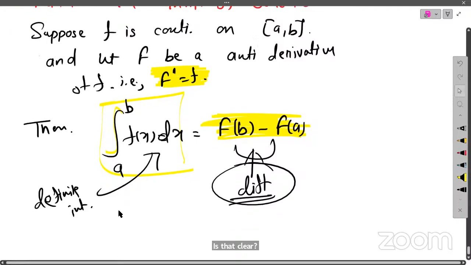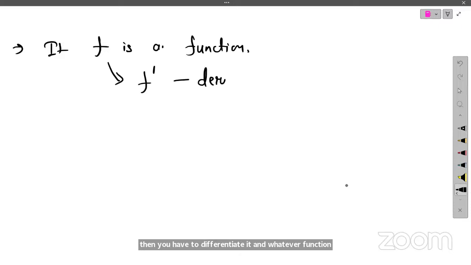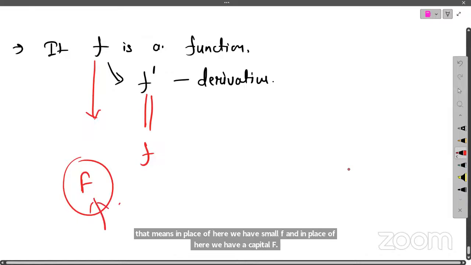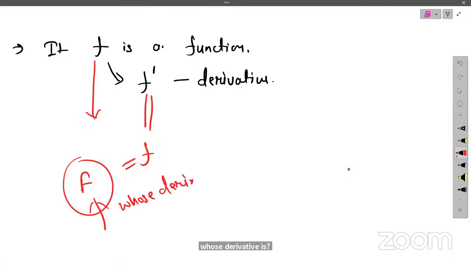An example. See, what is the derivative of a function? If f is a function, then you have to differentiate it, and whatever function you get, that is the derivative, right? Now, what is an antiderivative? Antiderivative means you have to find a function whose differentiation is this particular small f. So in place of here, we have small f, and in place of here, we have capital F. We want to find a function capital F whose derivative is this particular f, that means F dash is equal to small f.